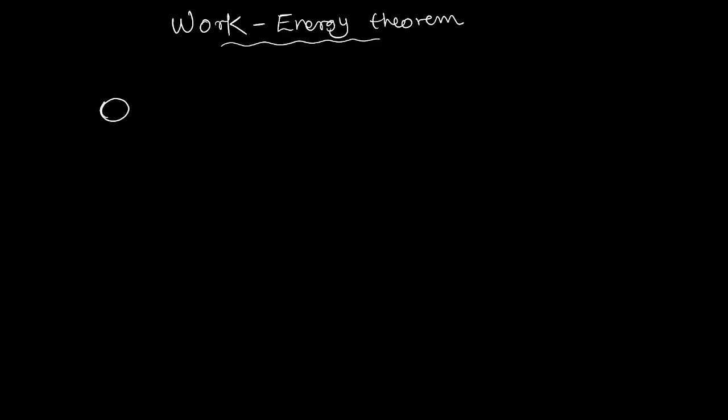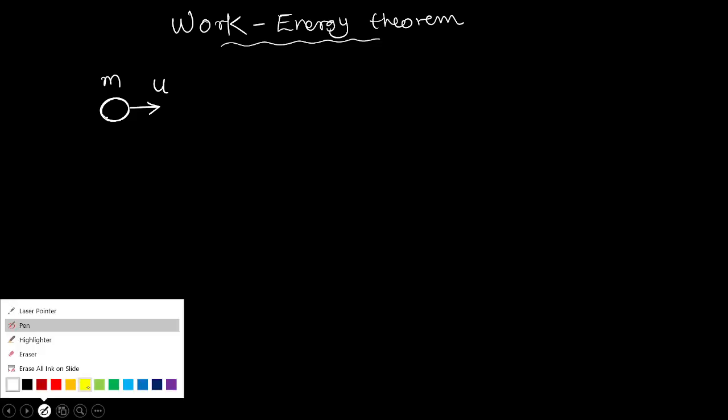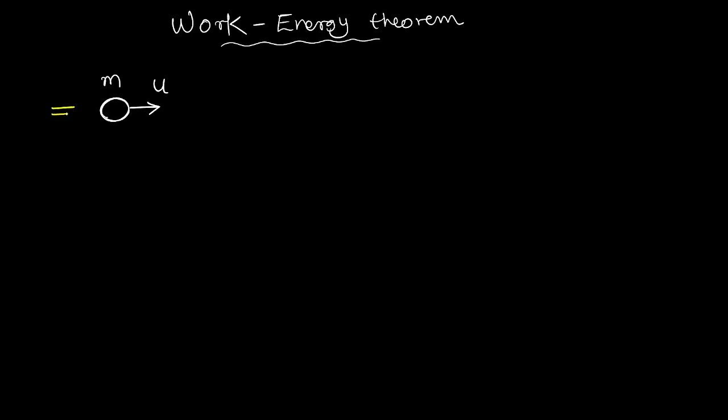Let me start with a simple case. Suppose there is a body having mass m. It has an initial velocity, say u, or v1, whichever letter you may use. And here I am applying some force. If a force is not there, it will be moving with the same speed. The acceleration will not be there. Understood? If I am not applying any force, it will not have any acceleration. So I am applying some force.